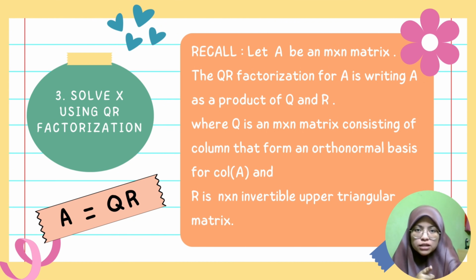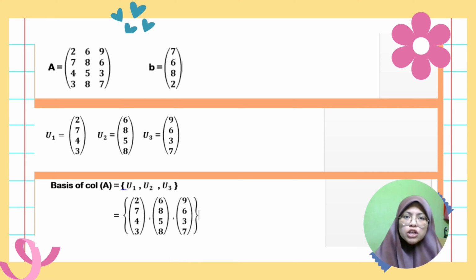Okay, let's recall: A is an m times n matrix. The QR factorization for A is writing A as a product of Q and R, where Q is an m times n matrix consisting of columns that form an orthonormal basis for the column space of A, and R is an n times n invertible upper triangular matrix. For the first step, we will use back the following values to get the value of matrix Q and R.